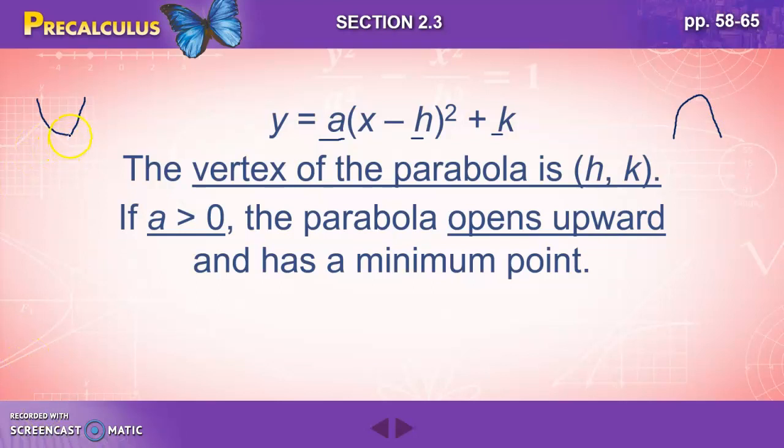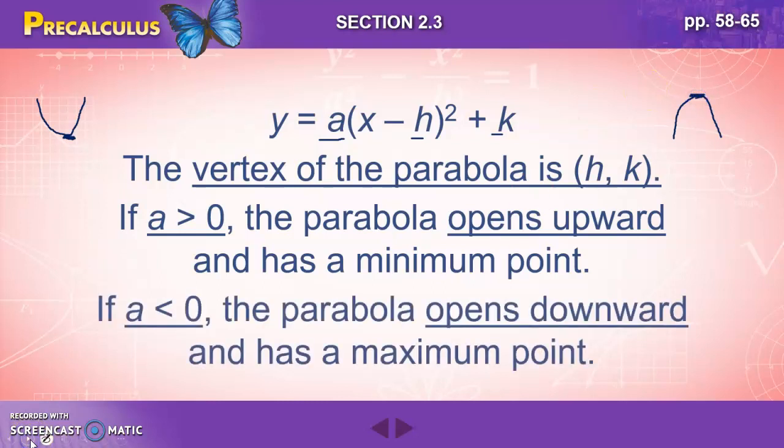When it opens upward, we have a minimum point. We have a valley down here, a vertex on the bottom. And when it opens downward, then we've got a peak up here, kind of the top of a mountain, or maximum point.